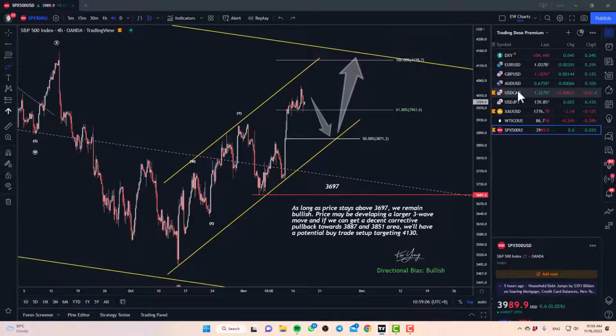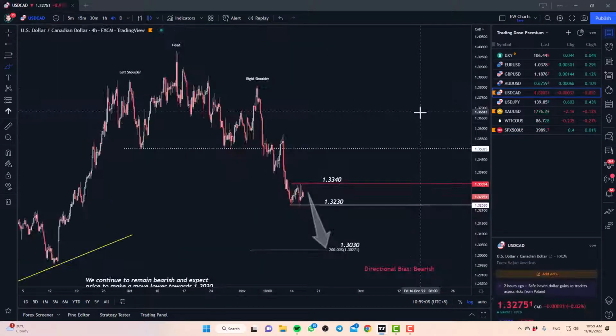To quickly summarize, I think one of the clearest setups right now is going to be on the dollar Canadian. If you're trading the news, then that's best. You can leverage on it together.